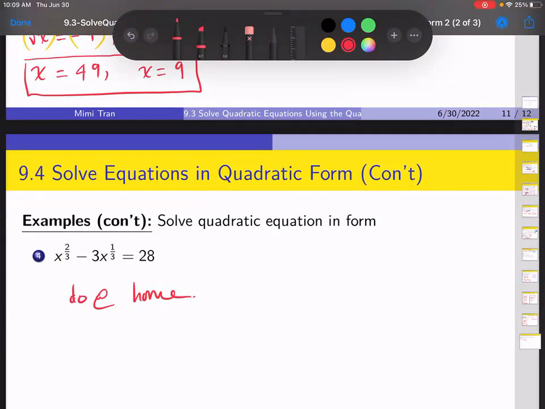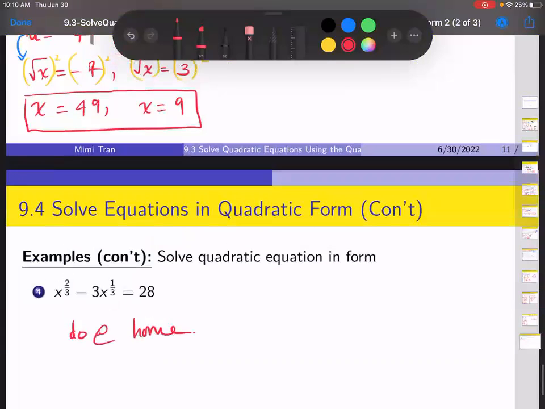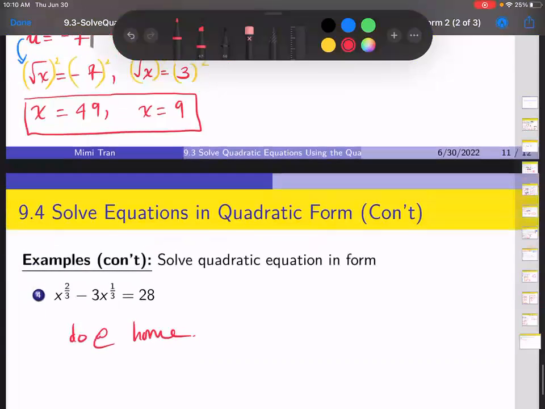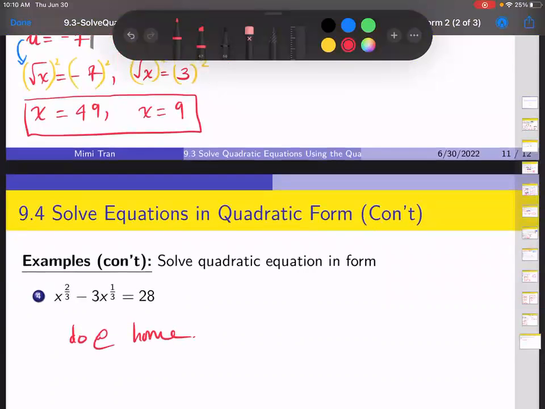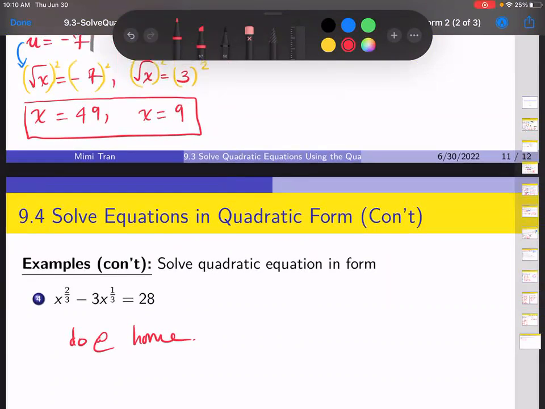All right. Is there any question? Same way. Yeah, it doubles, right? The 1/3 and then 2/3. The first one is double the second one. On the exam, I'll remind you. I'll let you know. For example, if you see a quadratic in form, then you know that you're going to use u.